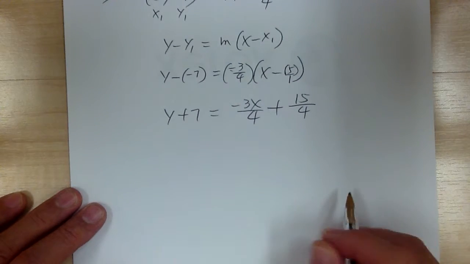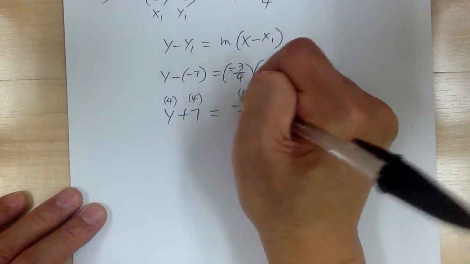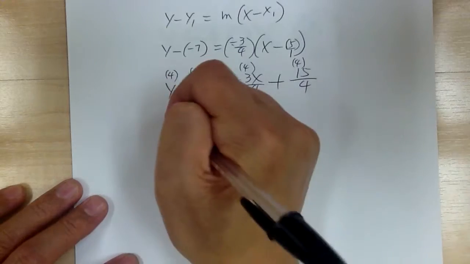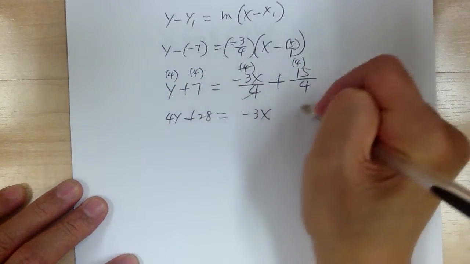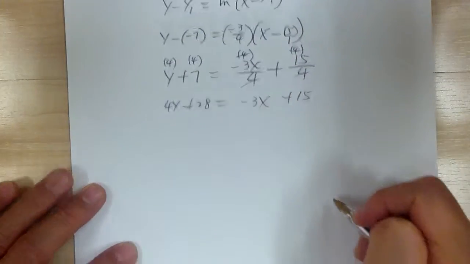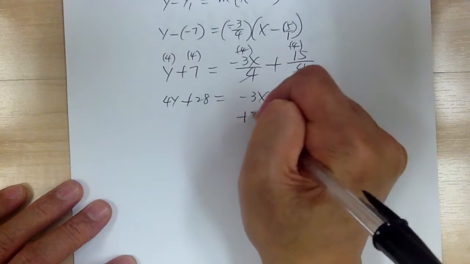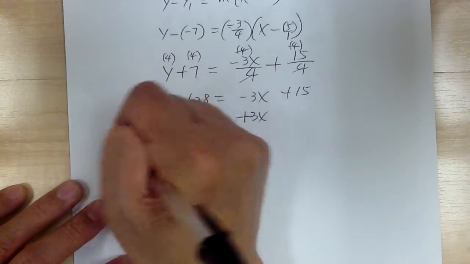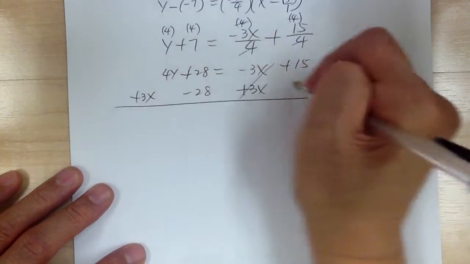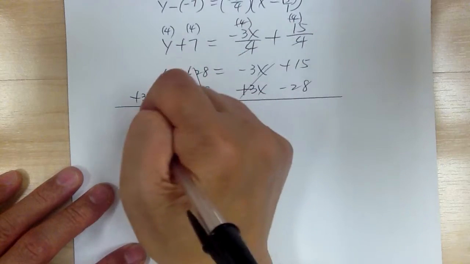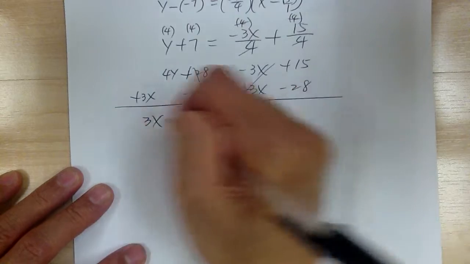So next, let's go and get rid of the fraction, so multiply by 4. You get 4y plus 28 equal to, this cancels out, so minus 3x. This cancels out, so plus 15. Next, let's go ahead and move the variable to the left-hand side. So this cancels out, and we're going to move the number to the right-hand side. So minus 28, minus 28. So you got 3x plus 4y equal to 13, and that's it.